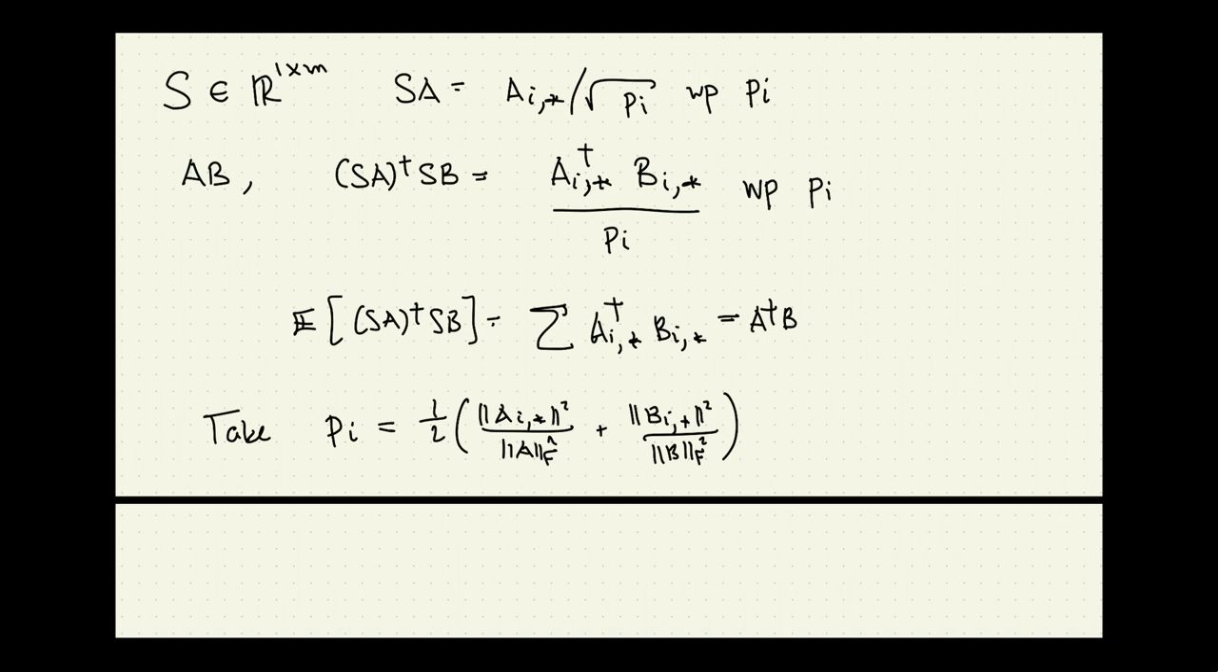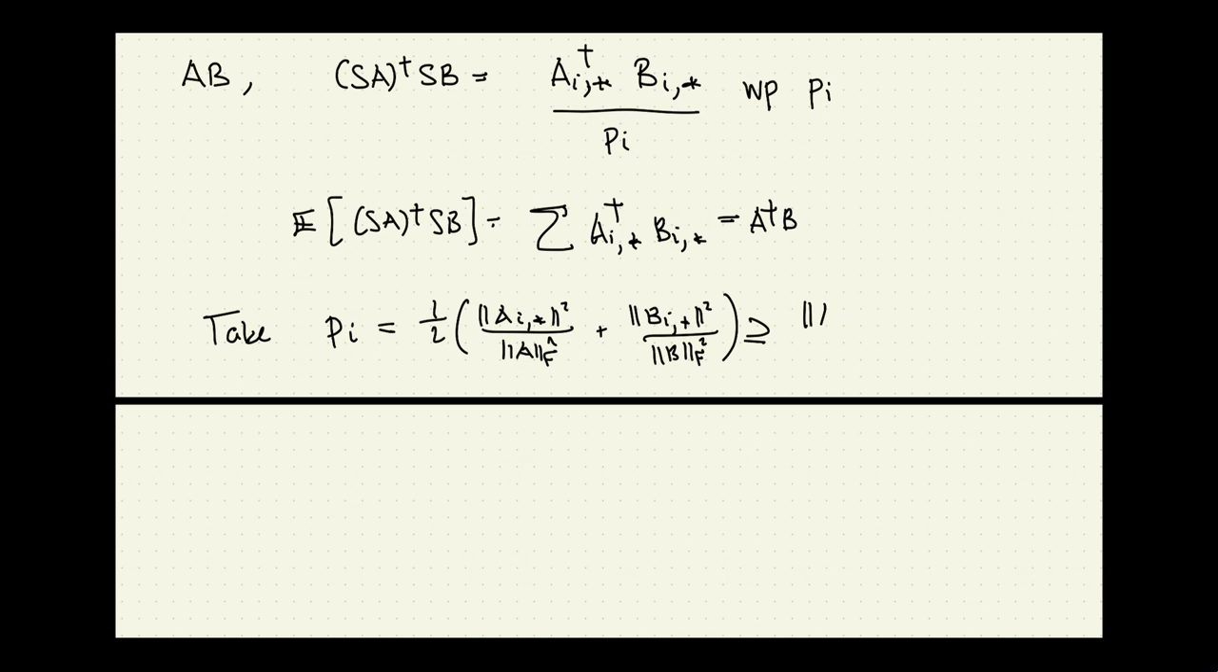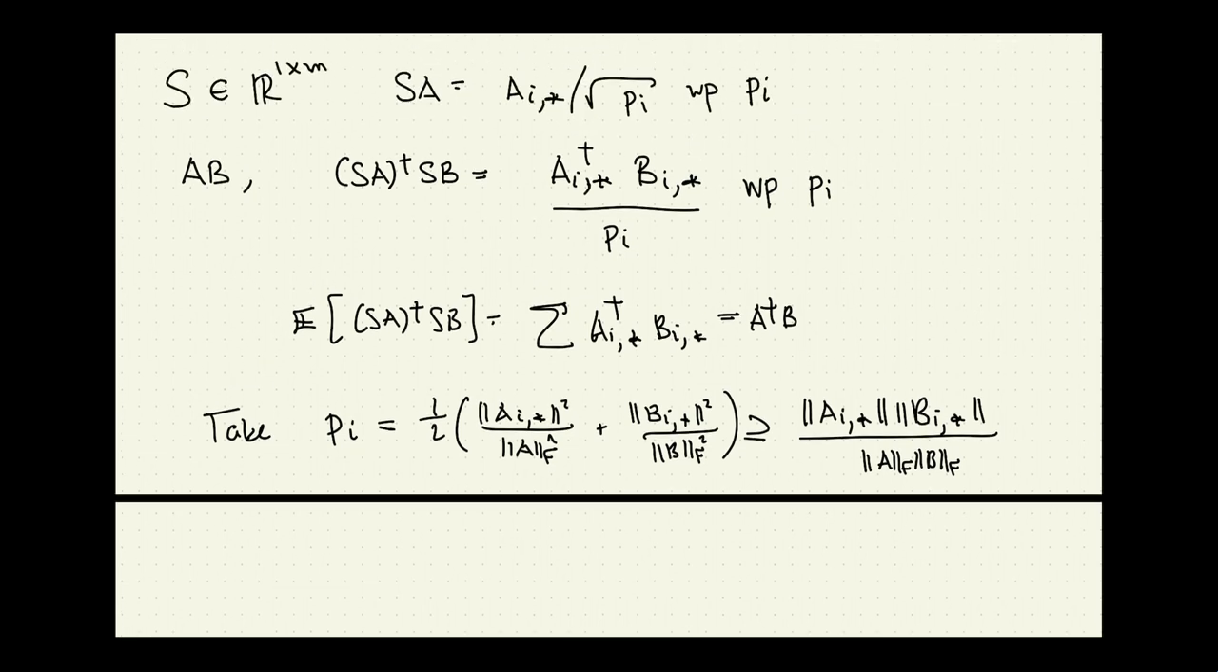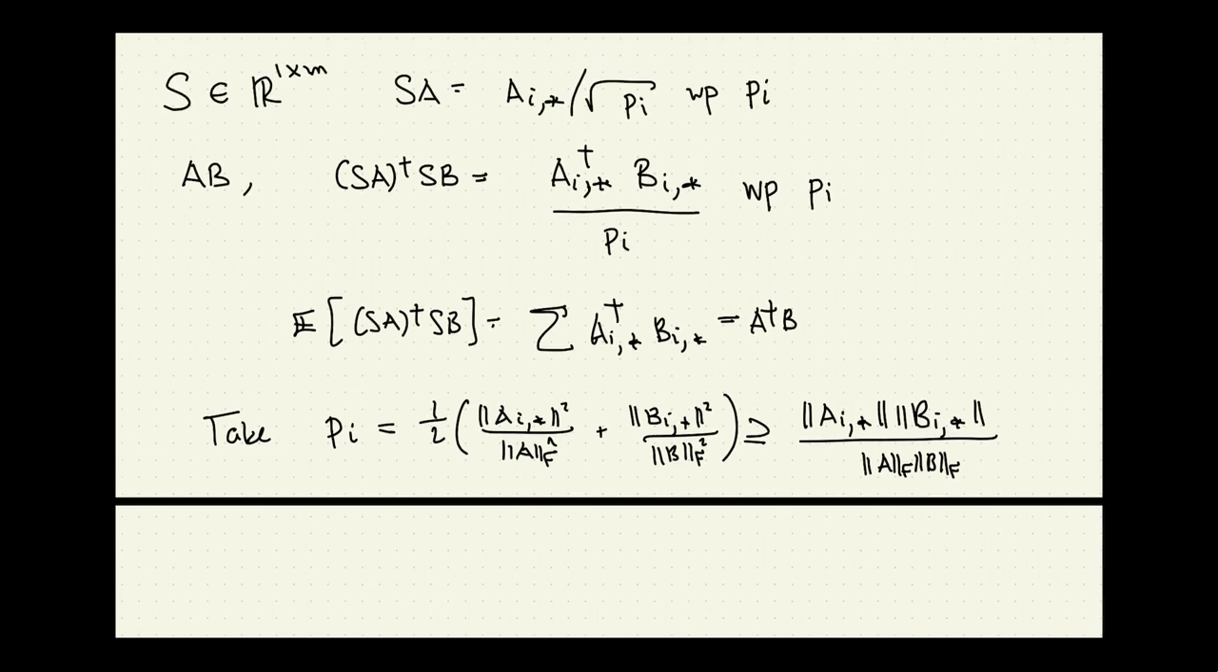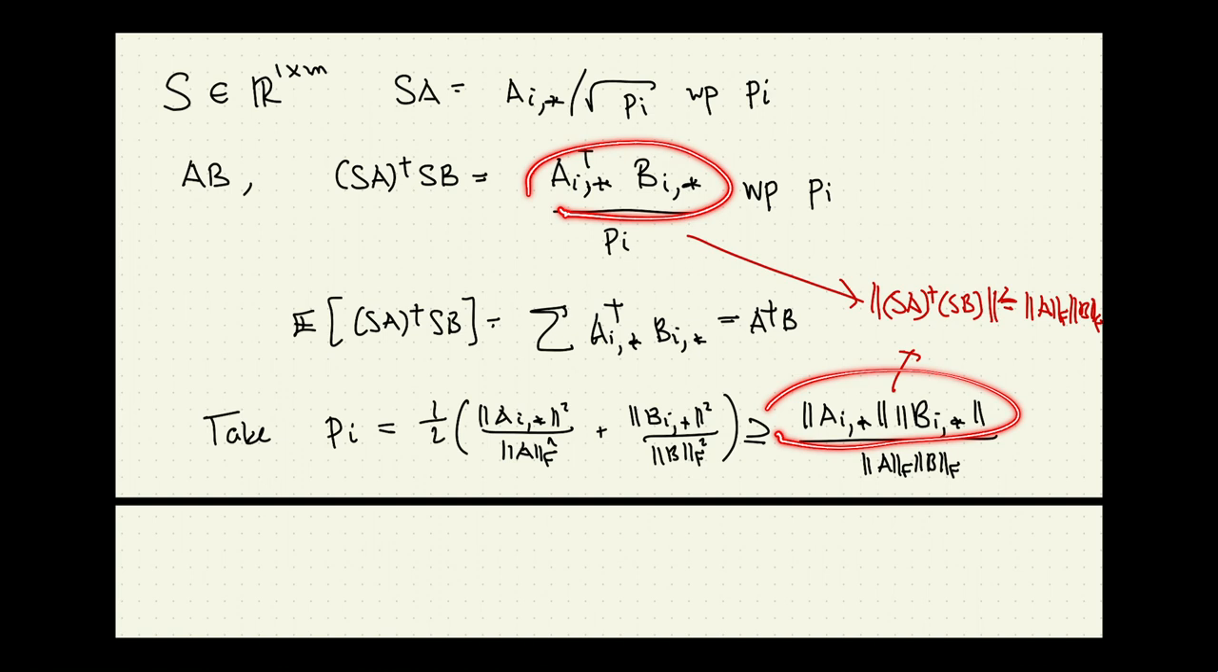And by AM-GM, this is going to be at least the geometric mean of these two, which is this product here. Okay. Then what you can observe is that these two imply that the norm of SA dagger SB is always upper bounded by this Frobenius norm product, right? Because here what's happening is that these two row norms are canceling out with the row norms here. So in some sense, all of my estimator is always going to be bounded.